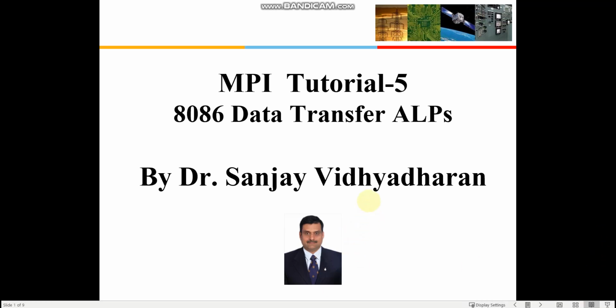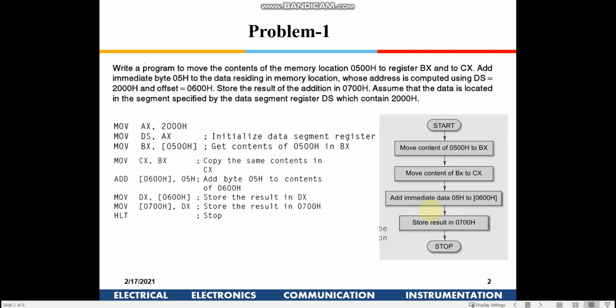So let's start today's tutorial. It will be based on some data transfer instructions which we have already learned in the theory class. Okay, so the first problem is like this: write a program to move contents of memory location 0500H to a register BX and to CX.